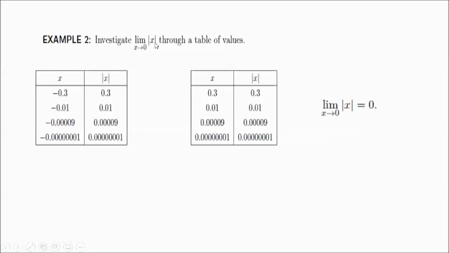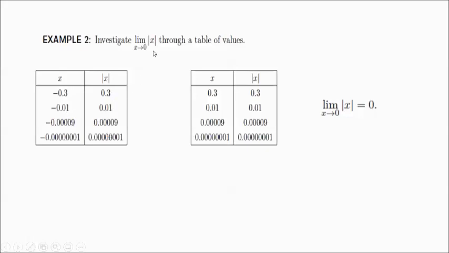Another one: the limit of the absolute value of x as x approaches 0, through a table of values. So what we will use is the table. The left side of 0 is negative, and the right side of 0 is positive. But of course, we can't go far from 0, only values close to it.